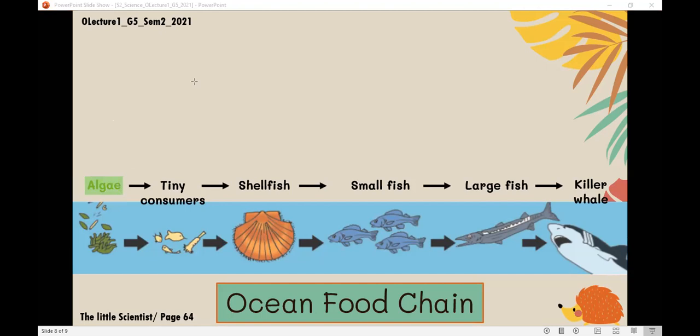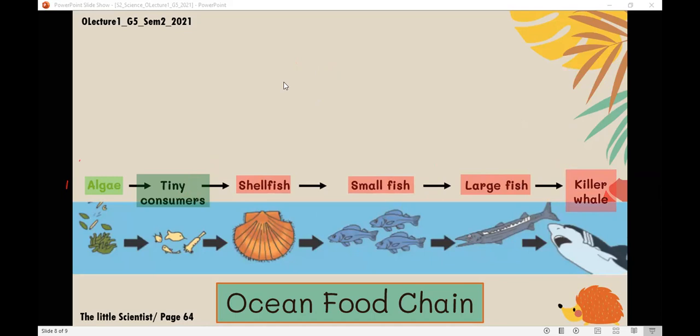Who is the herbivorous animal in this food chain? Tiny consumer. What about the carnivorous animals? Shellfish, small fish, large fish. Any other carnivorous animal? Yes, the killer whale, perfect. The shellfish eat the tiny consumers, so they are carnivores.